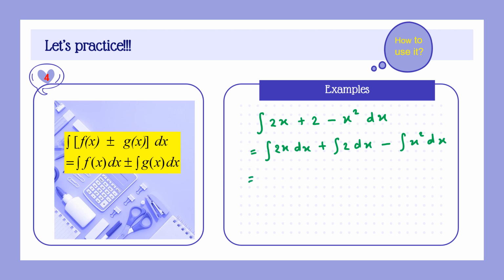Then we integrate one by one. We get 2x squared over 2, plus integrate 2 dx becomes 2x, minus integrate x squared, we get x cubed over 3 plus c. Finally, we simplify. We get 2x squared over 2, we can cancel out 2. Then we get x squared plus 2x minus x cubed over 3 plus c.